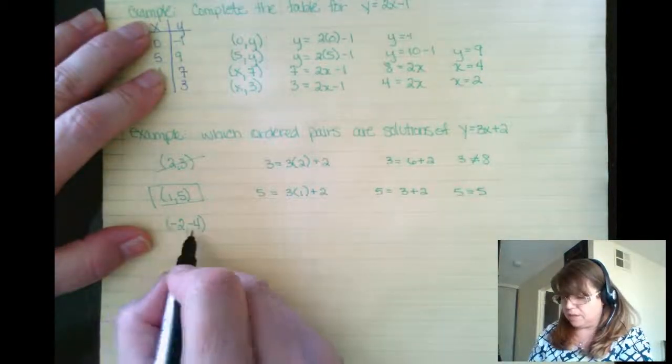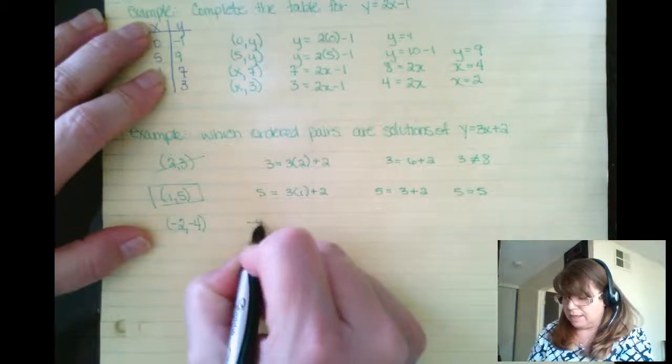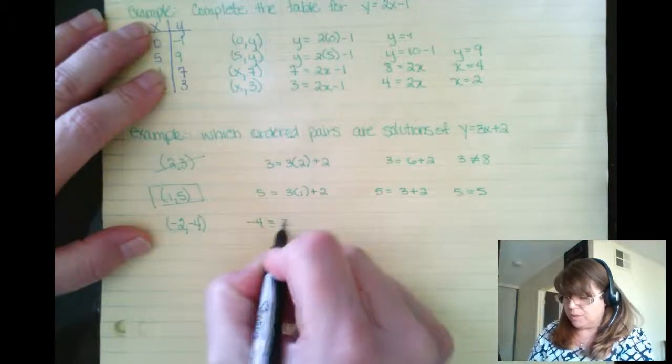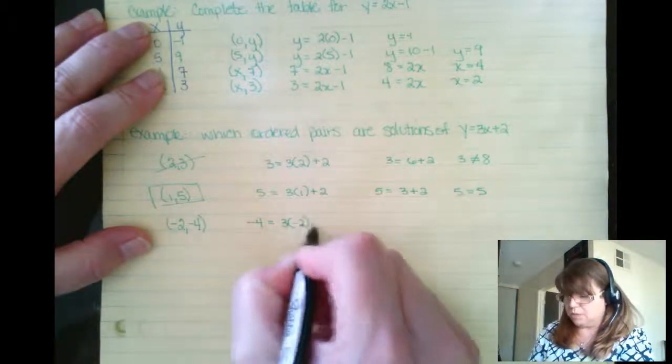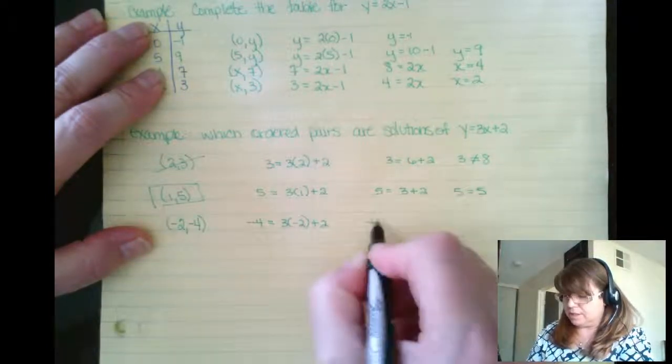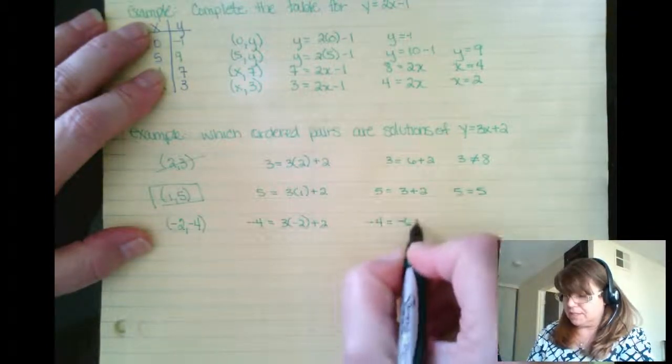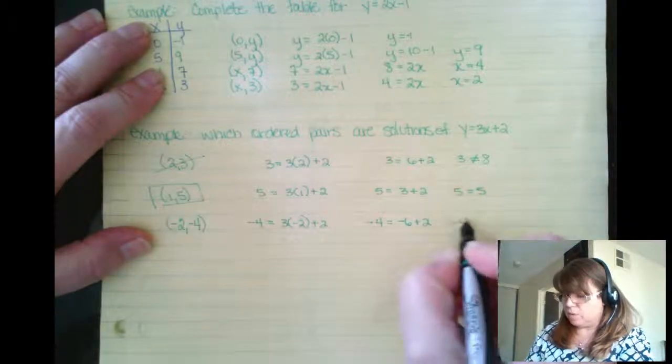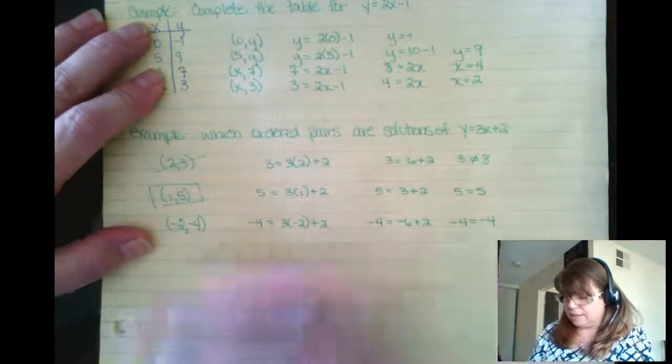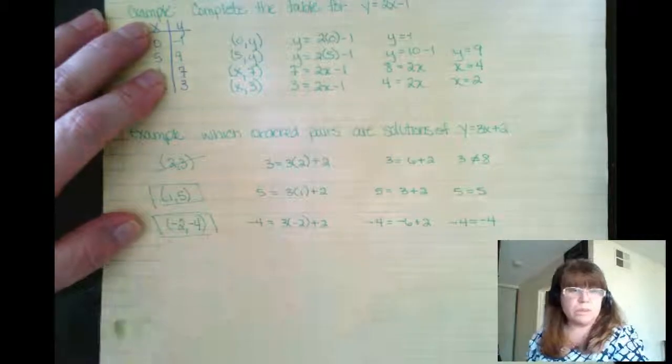Let's try negative 2, negative 4. So y is negative 4. 3 times negative 2 plus 2. That's negative 4 equals negative 6 plus 2. And negative 4 equals negative 4. Yes. 2 out of the 3 were in the solution set.